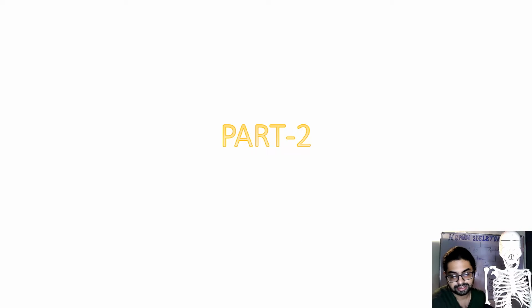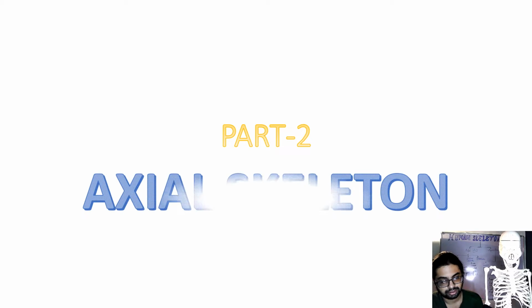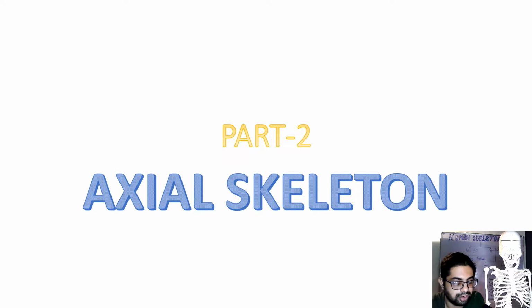Human skeletal system is divided into two main parts, axial and appendicular. In this presentation, I will discuss about axial skeleton. There are 206 bones, out of which 80 bones are from axial skeleton. Axial skeleton comprises of skull, vertebral column and sternum.